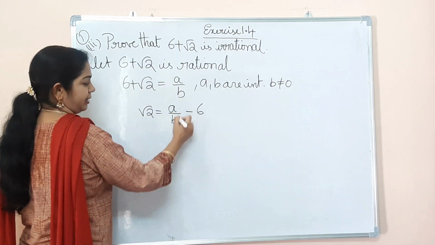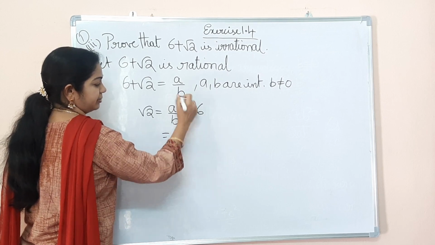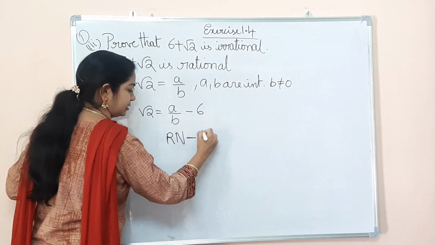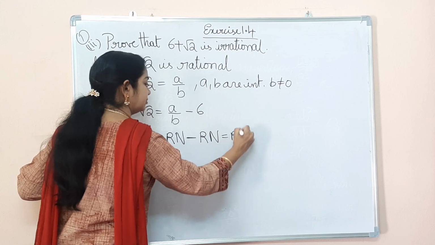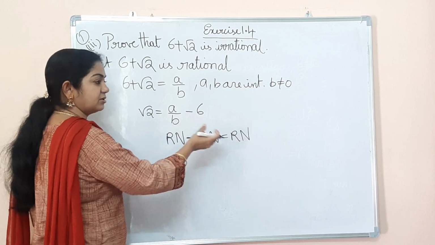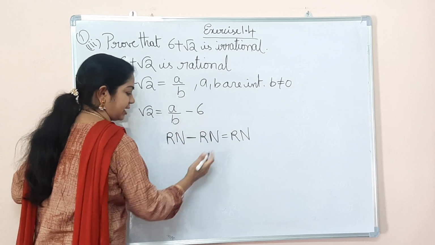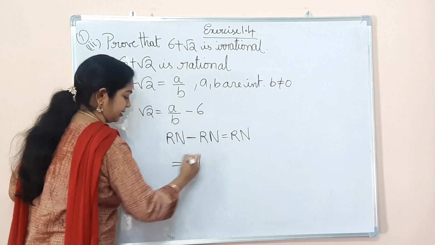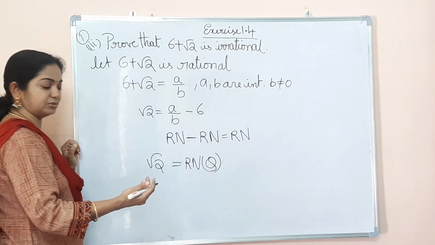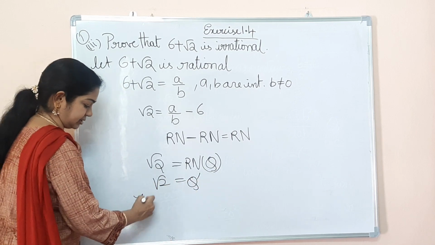Now here a by b, they are integers, that means this is a rational number, minus a rational number. We know that a rational number minus a rational number is again a rational number, from the prerequisite which we learned in the 9th: addition or subtraction of rational numbers gives a rational number. So this complete RHS part is a rational number. That means our root 2 we got as a rational number. But we know that root 2 is irrational, isn't it? This is contradicting.